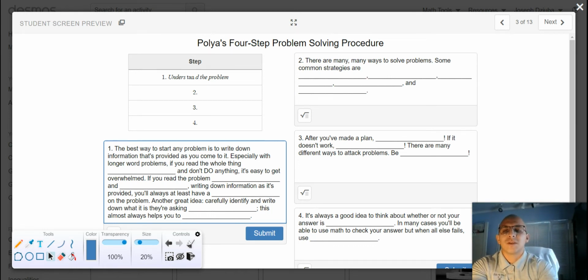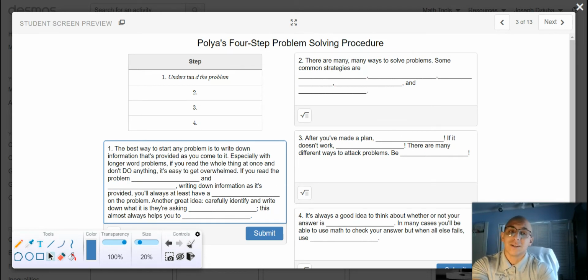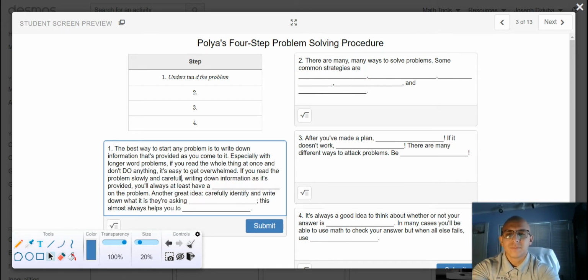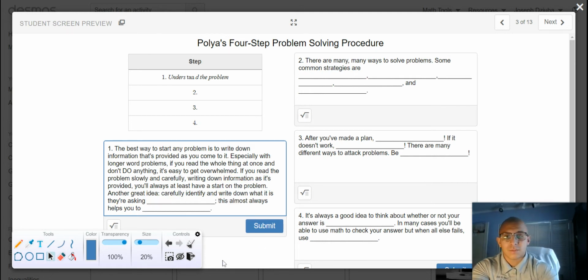Especially with longer word problems, if you read the whole thing at once, it's easy to get overwhelmed. Kind of like those big life decisions. If you read the problem slowly and carefully, writing down information that's provided, you'll always at least have a start on the problem.